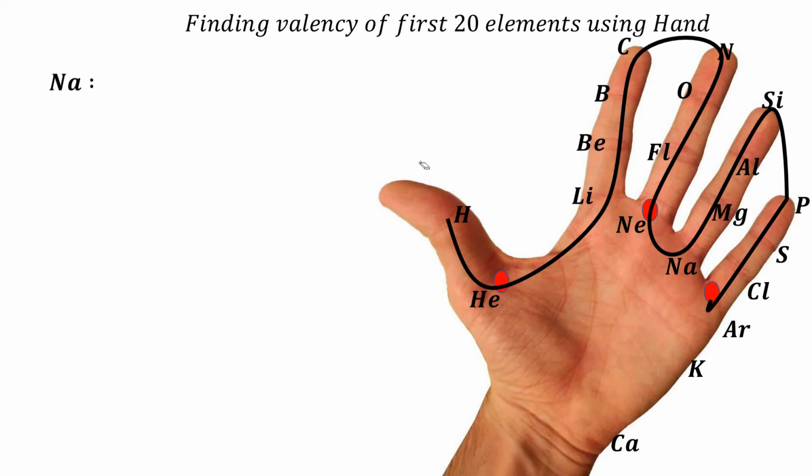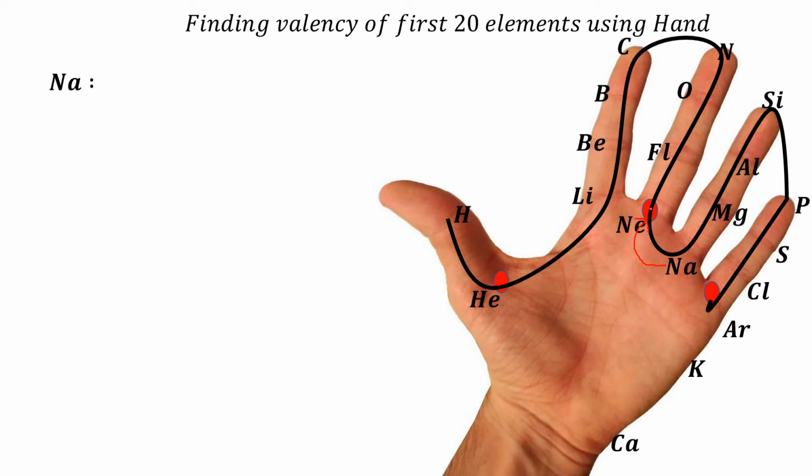Let's look at the valency for sodium. In this path the sodium is present here. The simple concept is that every element here will try to go to this resting place, this red mark. So how many steps are involved to go to that resting place? That will be the valency of the element, and always try to choose the shortest path to reach this resting place. For example, sodium is nearest to this resting place, so it will need 1 step to go to this resting place. So the valency of sodium will be 1.